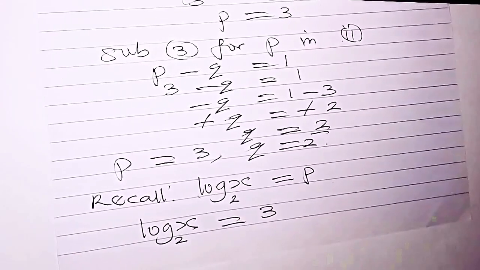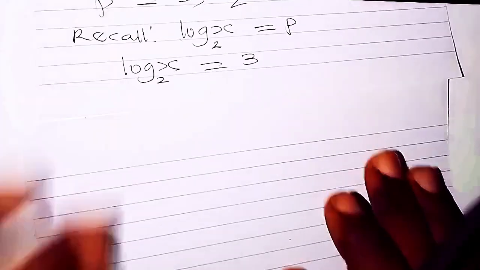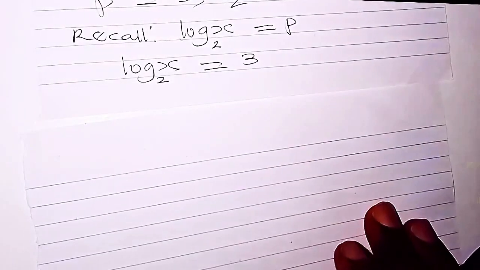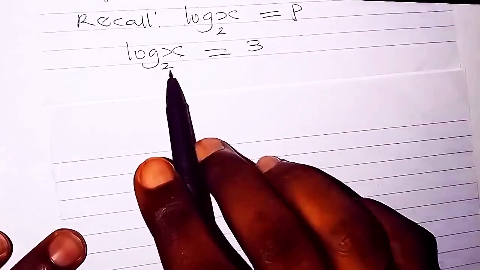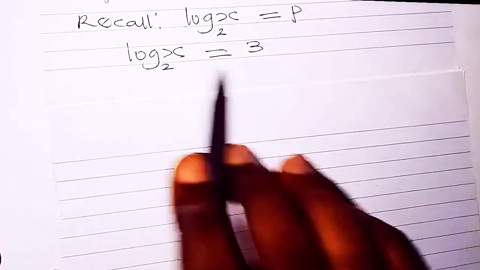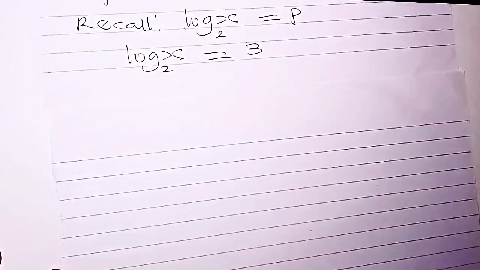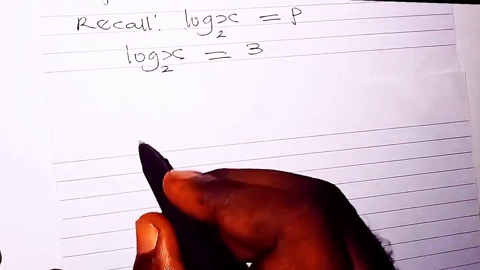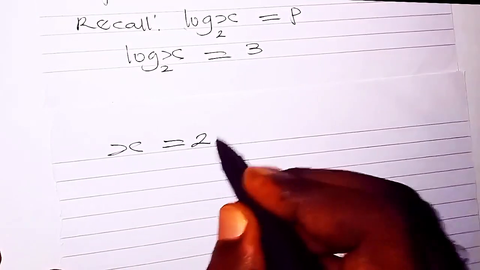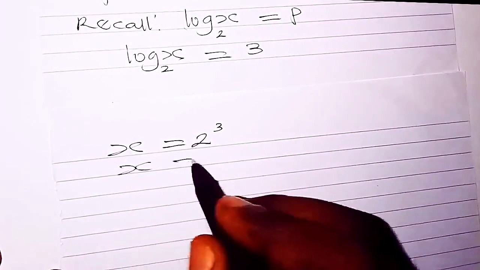And then if log x base 2 equals 3, then we can get this solved by changing that to an index form. This is going to be 2 to the power of 3 equals x. That's how a log form of equation can be changed to an index form. So our x equals 2 raised to the power of 3, and our x is going to be 8.